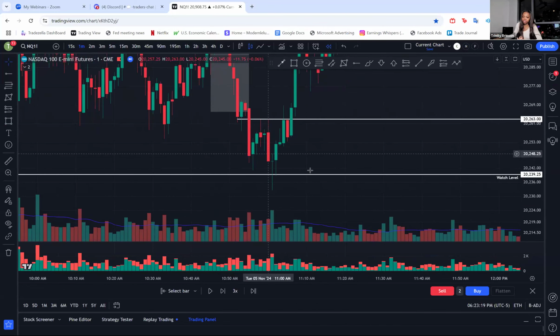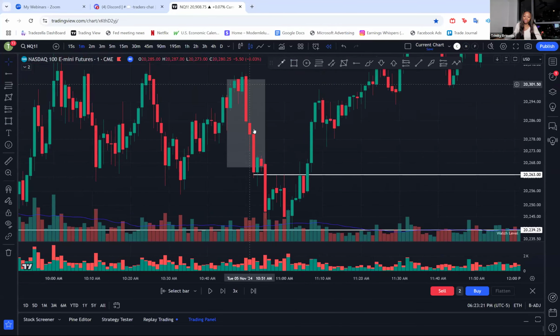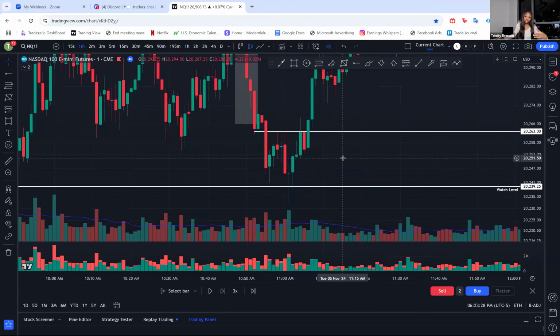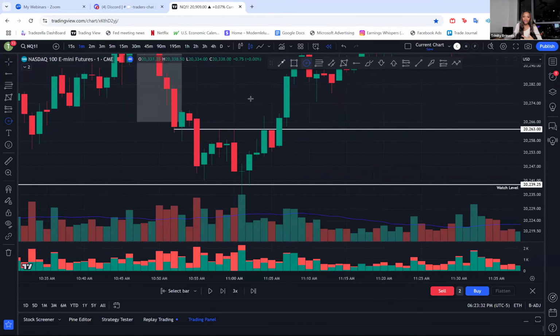Okay, so we get the bounce off 239. We know we have an imbalance above on the 5 minute that we could possibly fill. At this point, we're looking for some sort of resistance or support for entry. We can see here we have this little level of resistance form at 263.